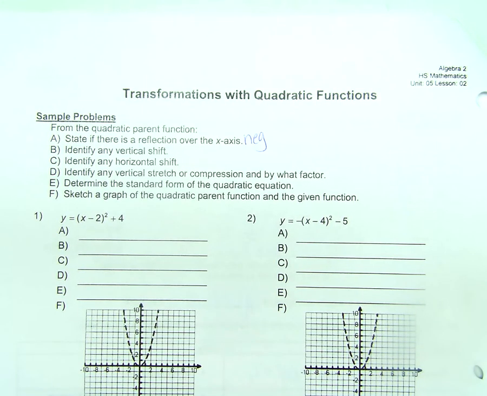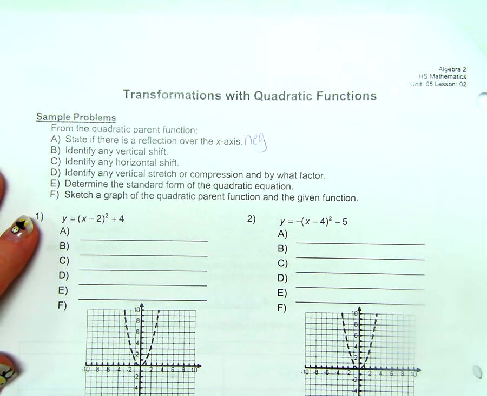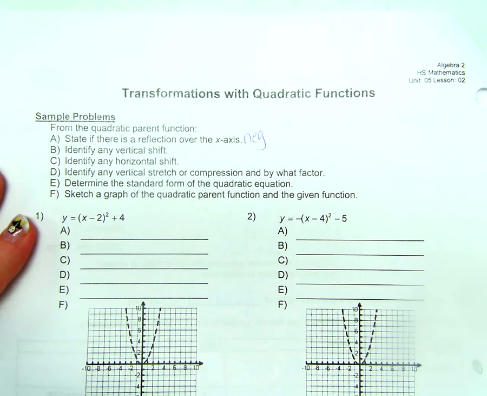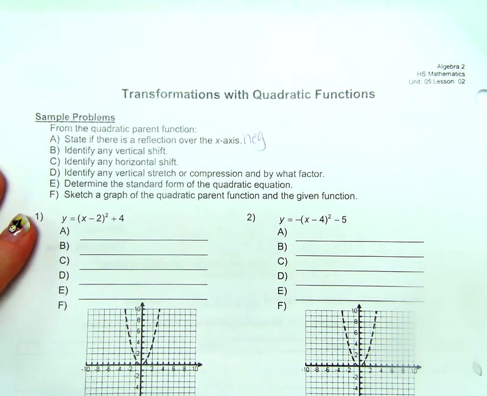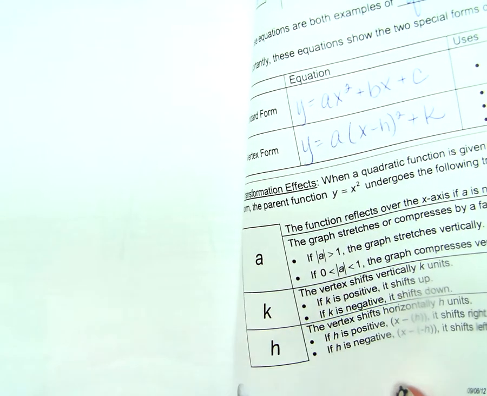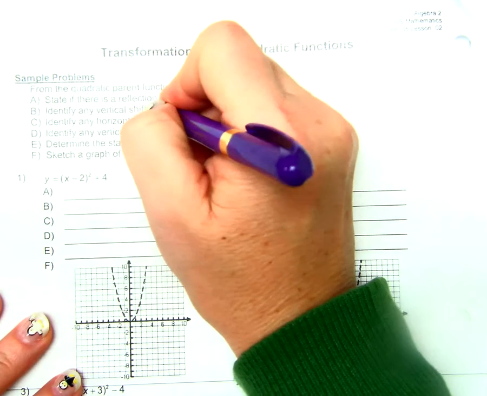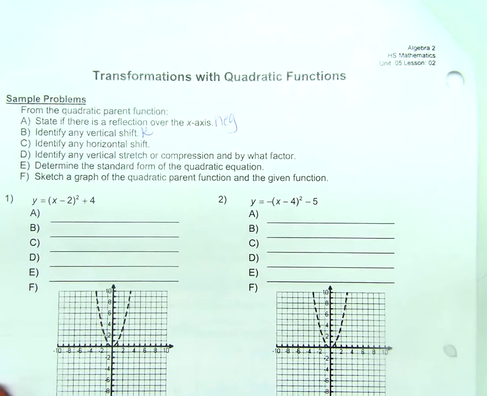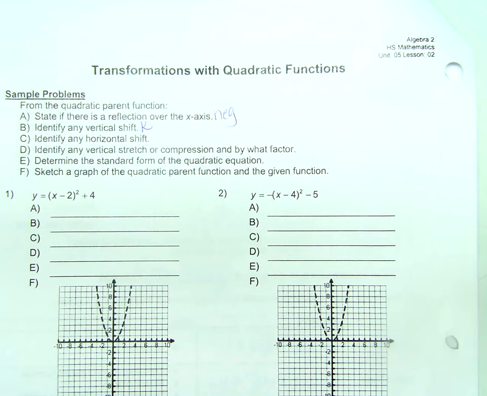The next thing you have to be able to do is tell me if there's a vertical shift. What causes a vertical shift? Yeah, thank you. If you don't remember, thank you for looking back. What causes a vertical shift? Which letter? The k, right? The k causes a vertical shift. So we're going to write ourselves a little note here. That's the k. How are we going to remember that? Vertical, like a k. Vertical.